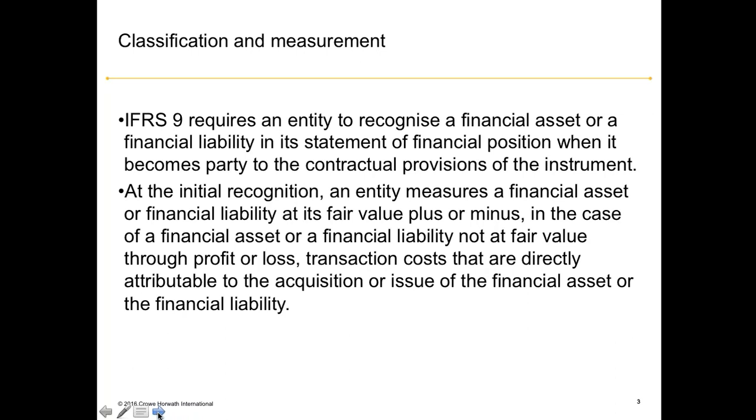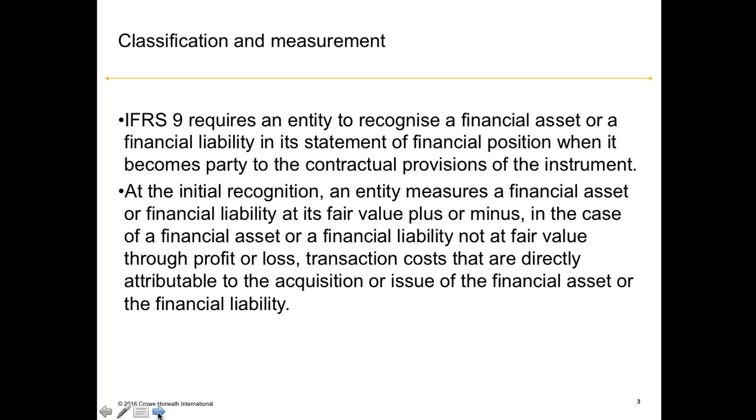Beginning with classification and measurement, IFRS 9 requires an entity to recognise a financial asset or a financial liability in its statement of financial position when it becomes a party to the contractual provisions of the instrument. And that's the important point to focus on, the contractual provisions, and as a result of the contractual provisions is recognition required. There's a lot in the standard and its supporting guidance about understanding the contractual provisions.